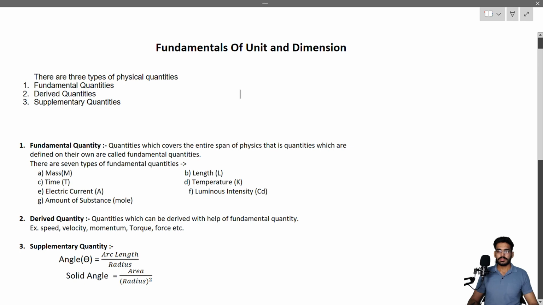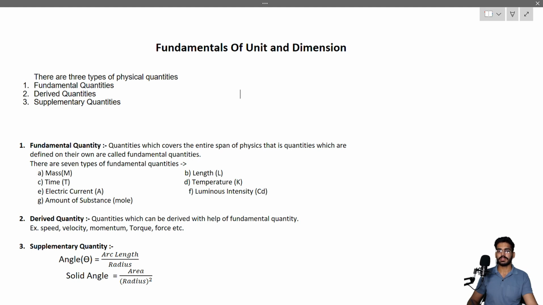Hello everyone. So now we are gonna start with our new chapter, that is fundamentals of unit and dimension. Actually, the chapter unit and dimension and error is a little bit big. We are just gonna understand the fundamentals, which we are gonna use in the next chapters. Just fundamentals. The unit and dimension error we are gonna study again at the end of all the chapters.